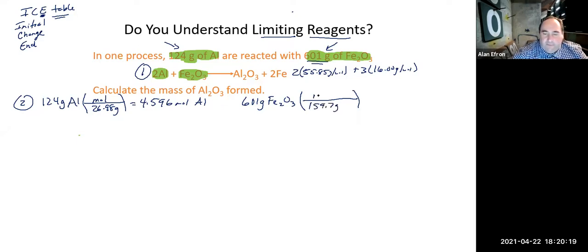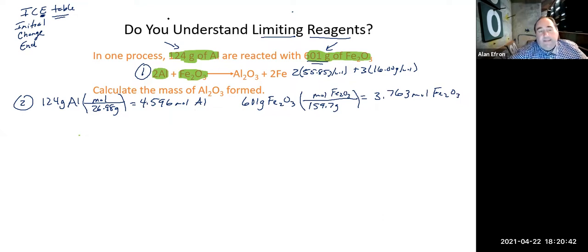159.7 grams per mole for iron 3 oxide, so I take 601 divided by 159.7. That's going to give me 3.763 moles of iron 3 oxide. Any questions so far?